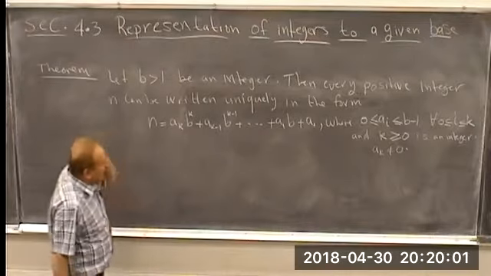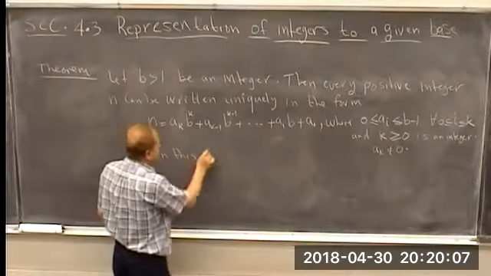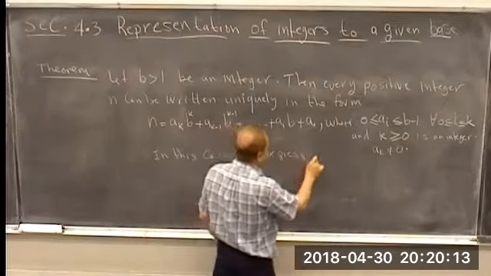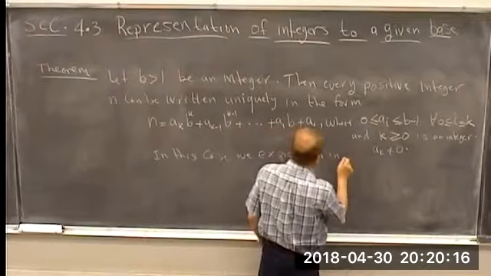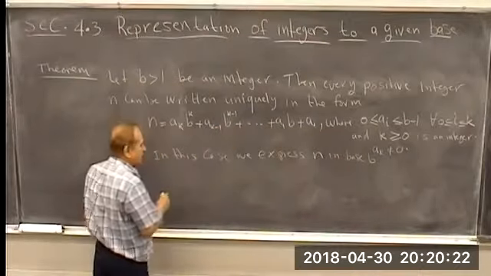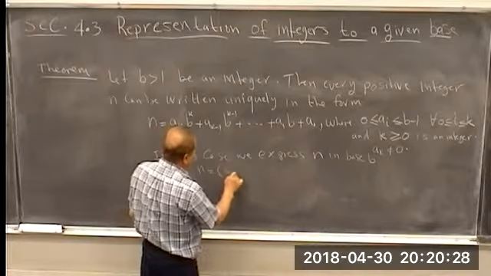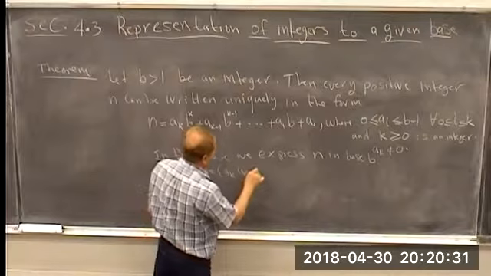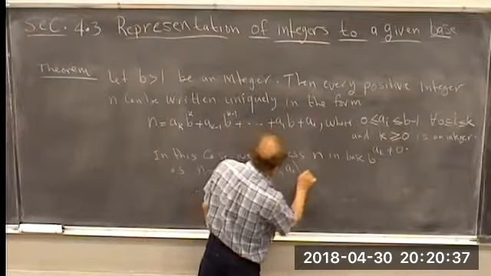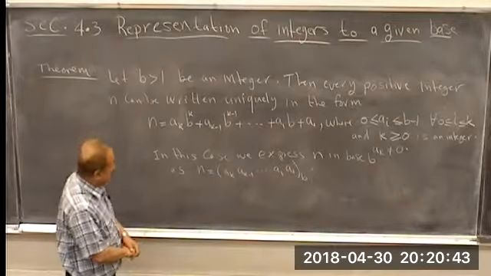Now, once we prove this, in this case we express n in base b, sorry, as this. So you write n is equal to a_k down to a_0, in other words, the string of these digits. Now we're going to put sub b, okay, to indicate which base we are expressing n in.